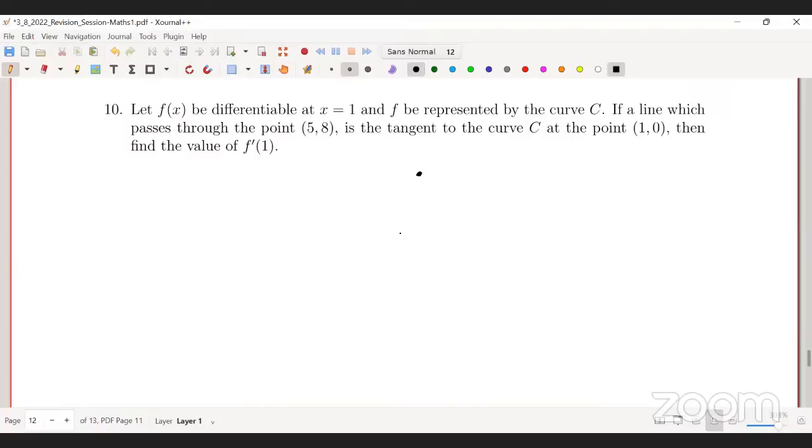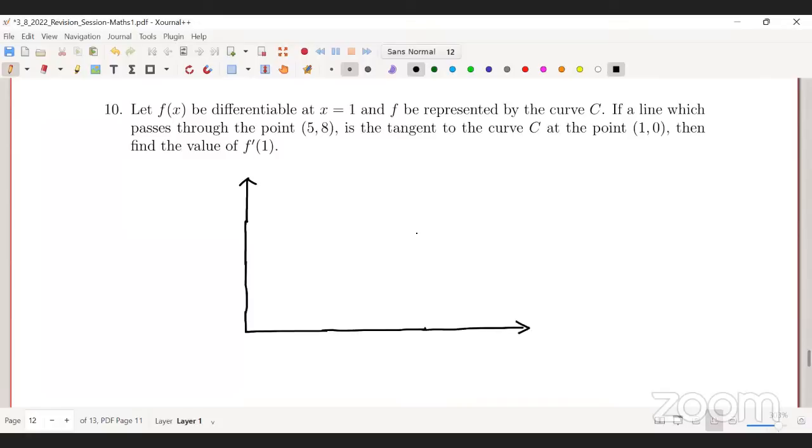Yes, sir. Answer is 2. Why? First tell me what this question is asking. Find the equation of... from the two-point formula, y minus y1 equals m times x minus x1. No, don't tell me the answer. Tell me what this question is saying. What do you need to find?